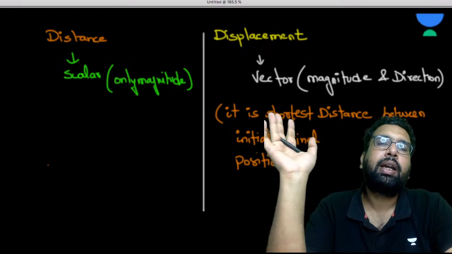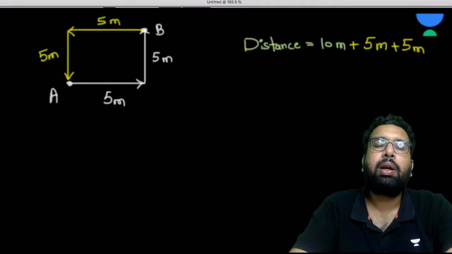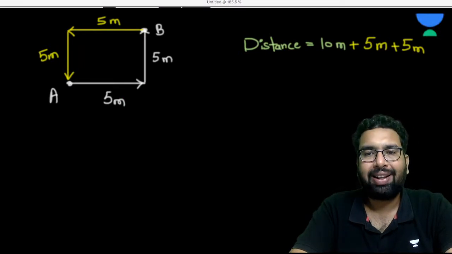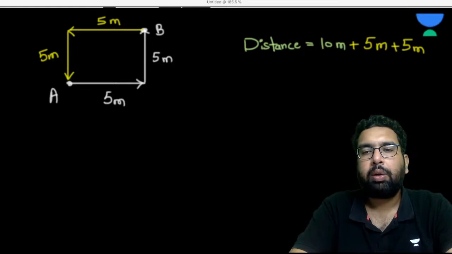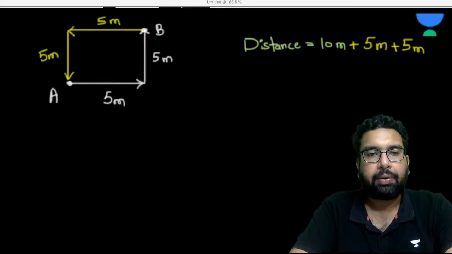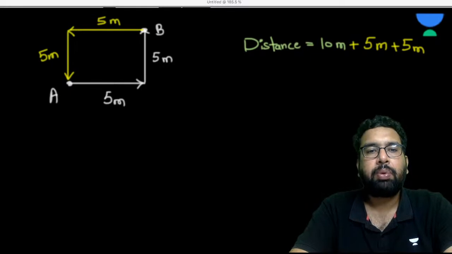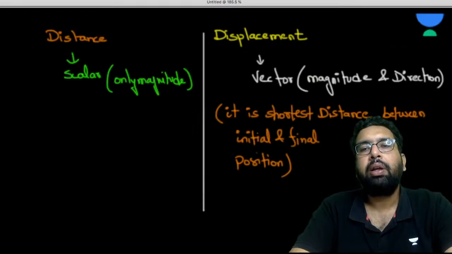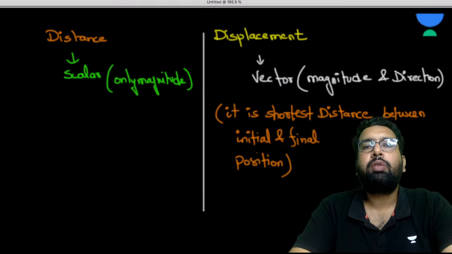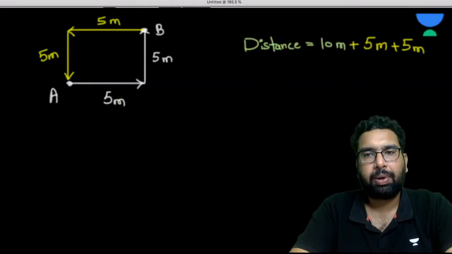Let's suppose he has moved like this, as I have put it here. Whatever length of actual path is followed is going to be called your distance, right? But the shortest distance between the initial and the final position will be known as the displacement.